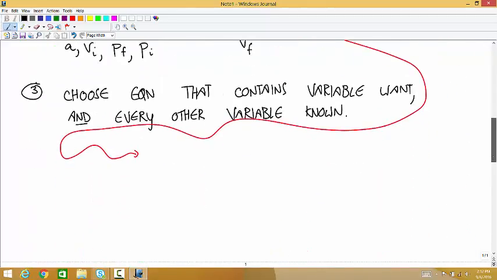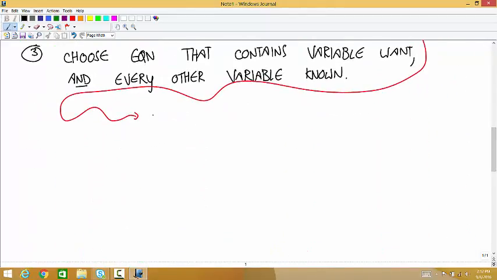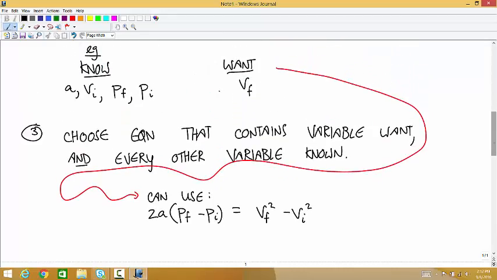So you can use 2 times A times the quantity P final minus P initial is equal to VF squared minus VI squared. Because V final is in it, A is in it, VI is in it, PF is in it, PI is in it.